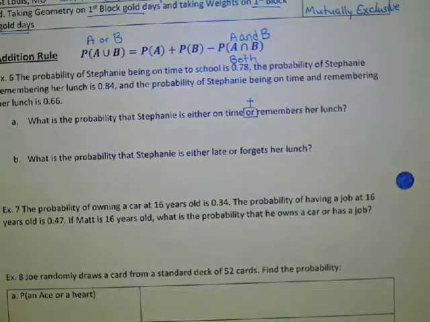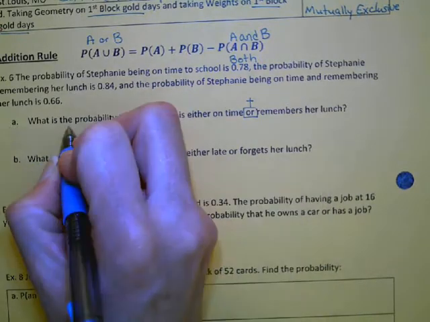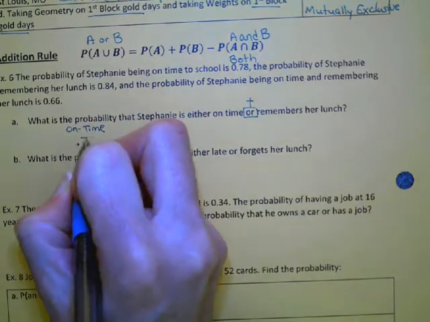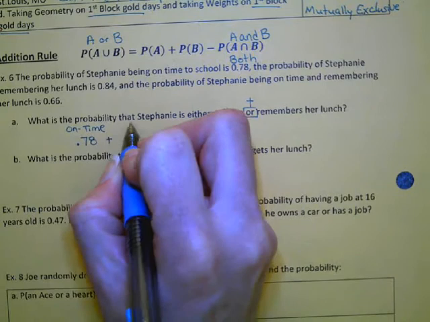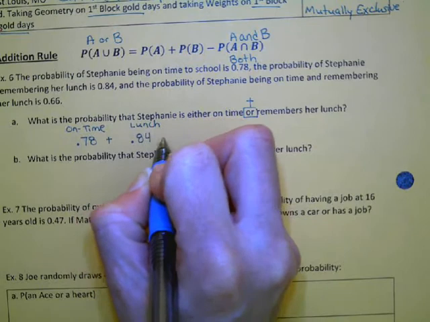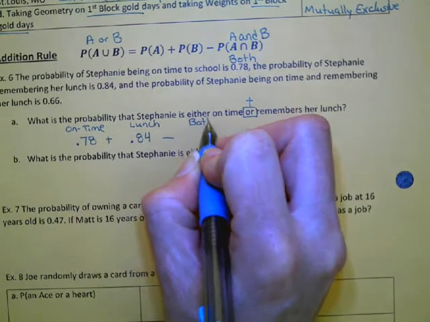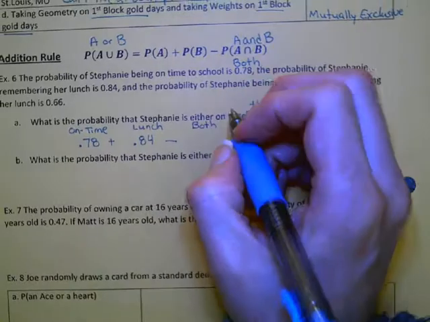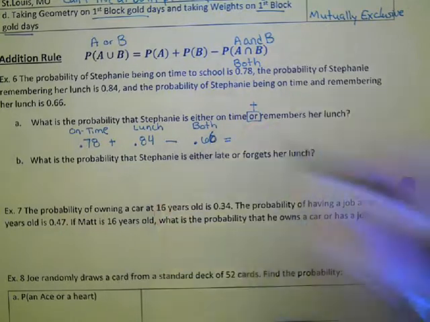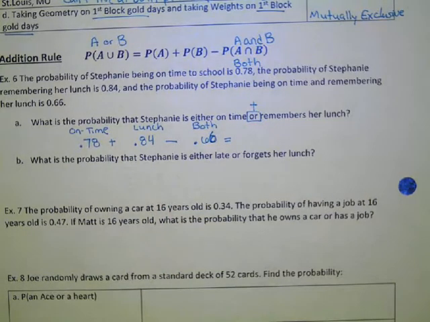So we're going to say on time. That probability was 0.78 plus, I'm just going to put lunch here, she remembers her lunch was 0.84 minus both. When do both of those things happen? If you want when both of those things happen, in this case it's just 0.66. But if you didn't have that already worked out, I could take 0.78 times 0.84, and that comes out to 0.66. Instead, we are going to add these two together and subtract that one.